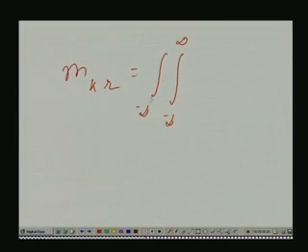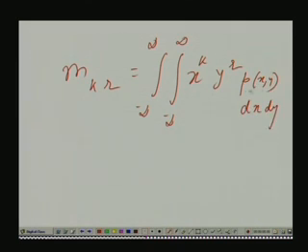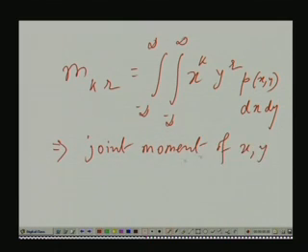Then we define the moment M_kr as, where p_xy is the joint probability density of x and y, x to the power k, y to the power r, and this will be called the joint moment of x, y of order n is equal to k plus r.